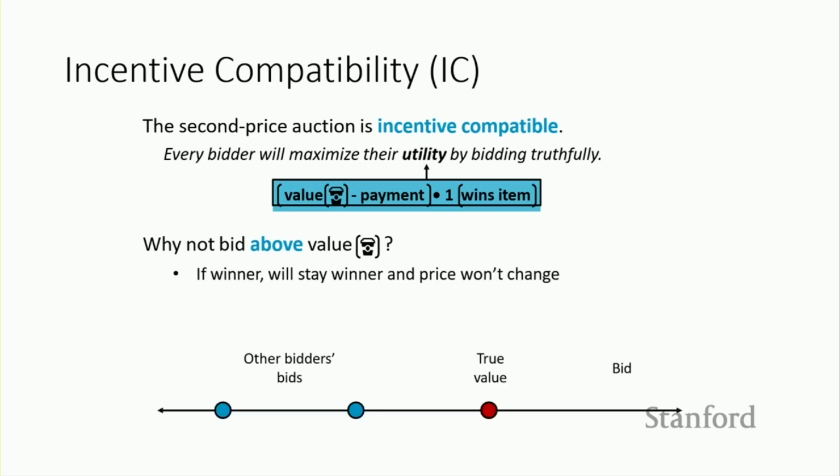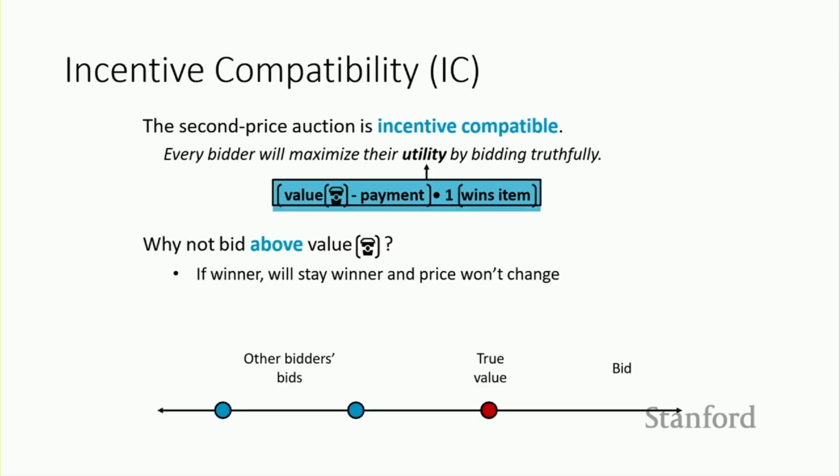If they would have been a winner because they had the highest value, then they're still the winner, whether or not they bid above their true value. So just to be clear on this, we have a set of bidders across, say, on this line, a bunch of bidders that have some set of prices they bid for an item.